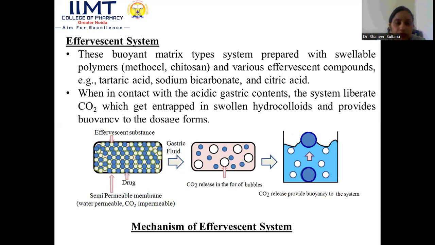You can see here in the diagram that effervescent substances like tartaric acid, sodium bicarbonate, and citric acid are combined with the drug, and there is a semi-permeable membrane. Water enters through the semi-permeable membrane and dissolves the effervescent compounds, and this results in the release of carbon dioxide. This release of carbon dioxide provides the floating power to the system.